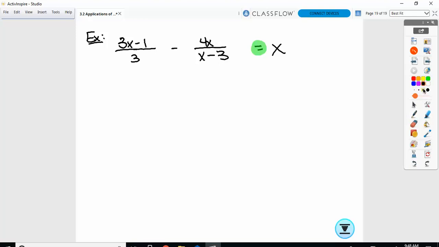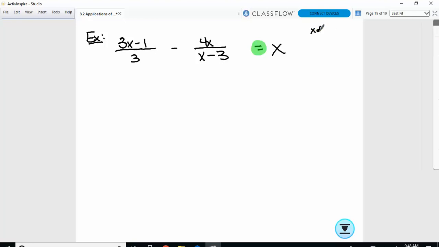Now I did tell you, you need to write down what x cannot be. What cannot be an answer for this? 0 and 3. We have to set each denominator equal to 0, right? Does 3 ever equal 0? No, so I don't have to worry about that one. The other denominator is x minus 3. So 3 is the only thing that x cannot be.